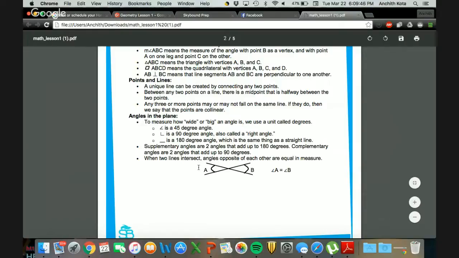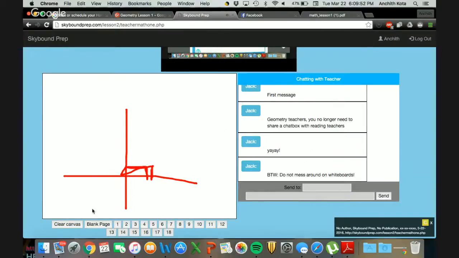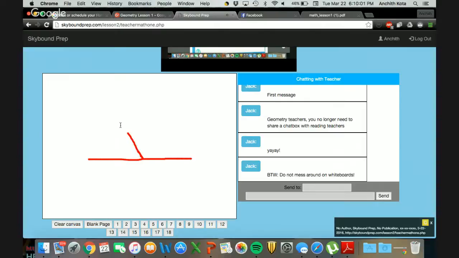Supplementary angles are 2 angles that add up to 180 degrees. So for example, let's go over here. If we have, so here, these 2 angles right here and right here would add up to 180 degrees because together they make a straight line, correct? So you would say they're supplementary. If instead they added up to 90 degrees, like so, sorry, that's bent, but you can get the gist, then these angles are considered complementary.